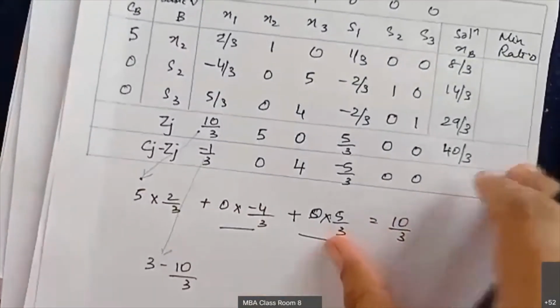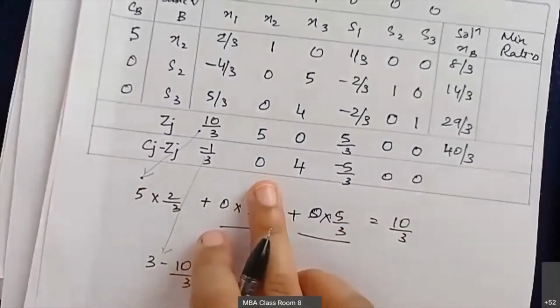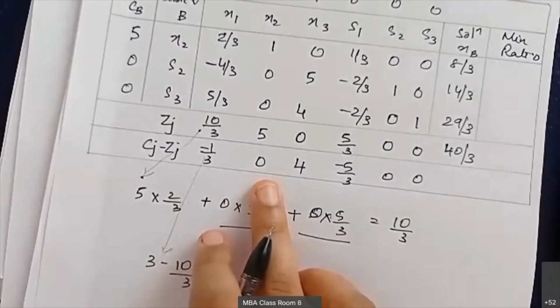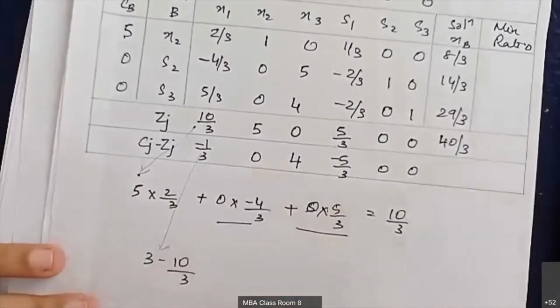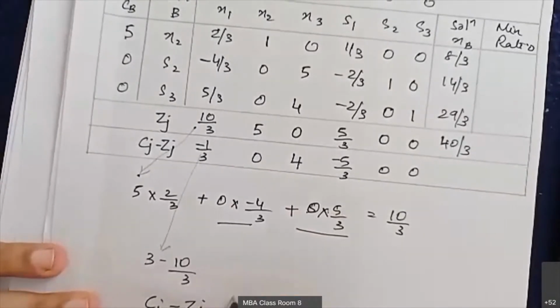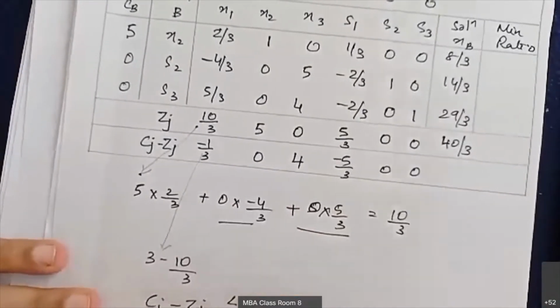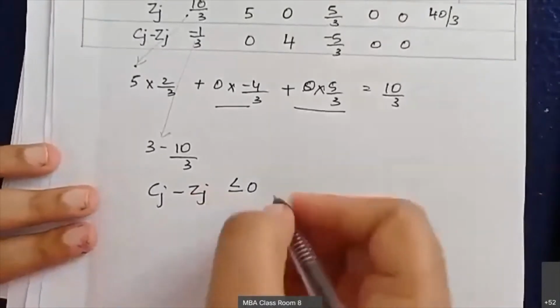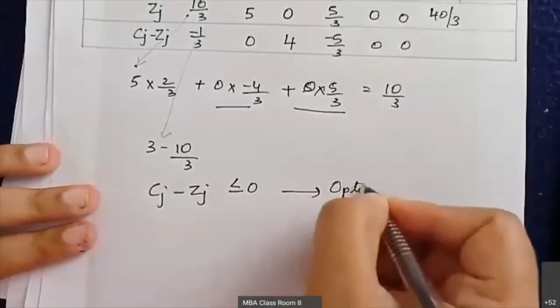Okay, can you tell me, is this an optimal answer? Is this optimal? For optimality, what should we have? All Cj minus Zj values should be less than or equal to 0. This is the optimality condition.